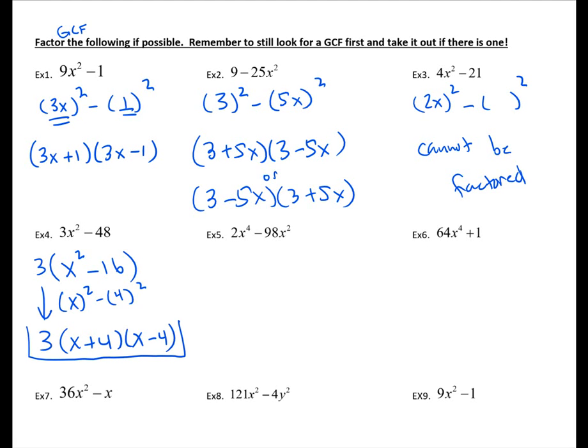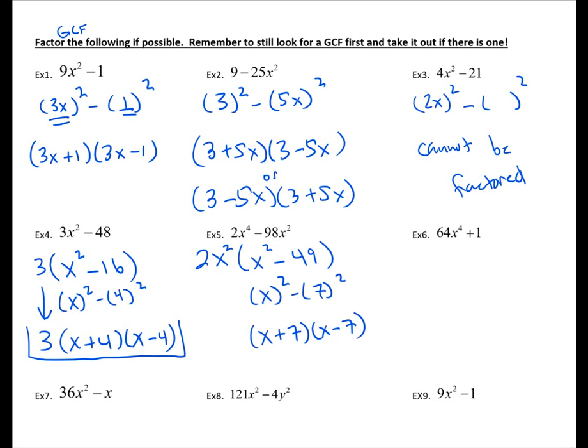Example 5 here. So I look for a GCF. It looks like I take out a 2 and also an x squared. If I do that, I'm going to end up with x squared minus 49. Then I recognize, hey, that looks like a difference of squares in there. That's going to be an x, that's going to be a 7. So my factors will be x plus 7, x minus 7, and then don't forget your GCF at the beginning, which is 2x squared.